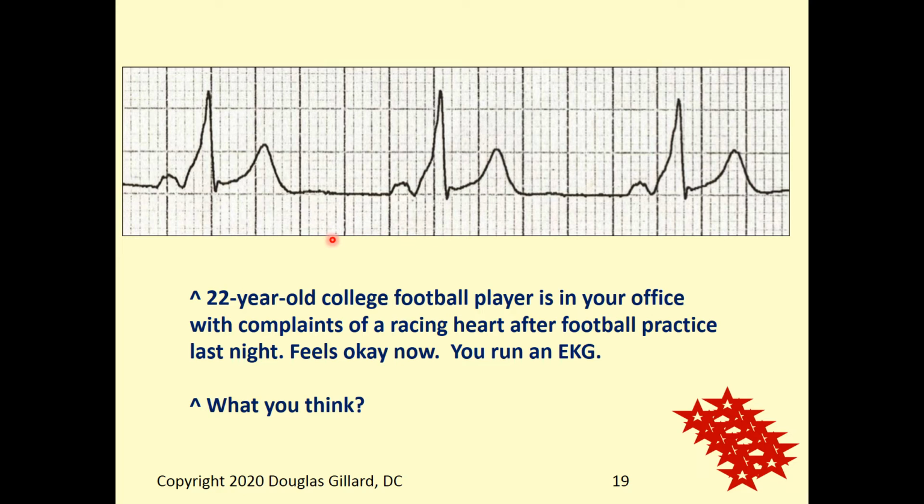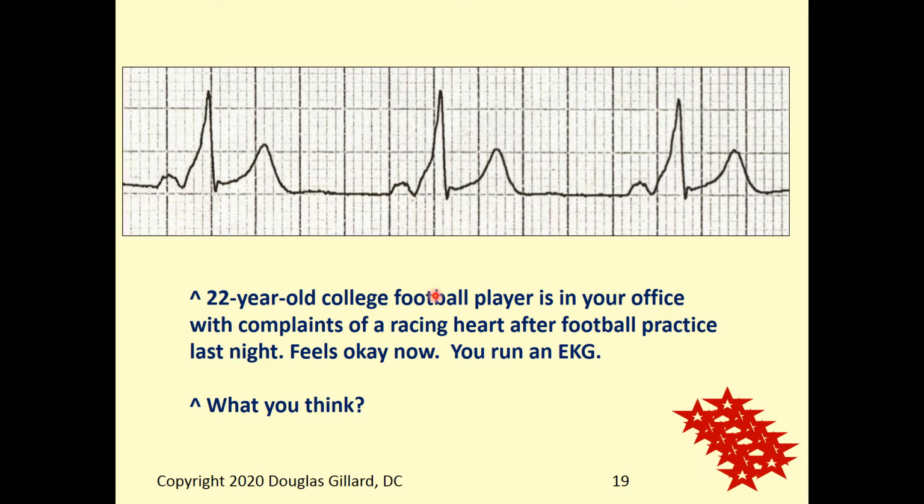But where the heck is the PR segment? Right? Where there's supposed to be a flat part. That's where the current is going through the slowdown portion of the AV node. There's none. And this is a much better delta wave here. So this is another patient, and you just diagnosed him correctly with Wolff-Parkinson-White syndrome.